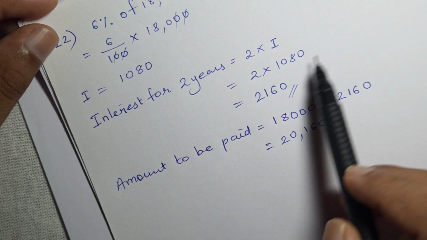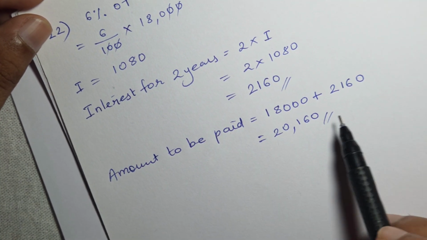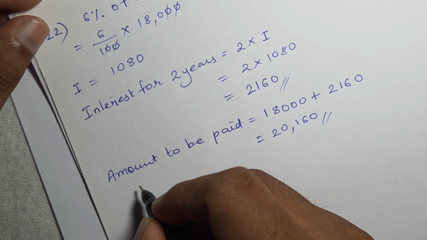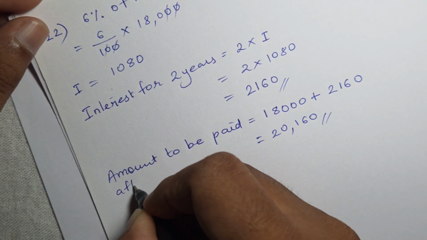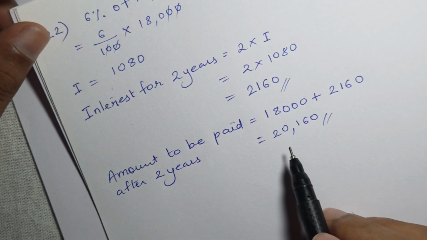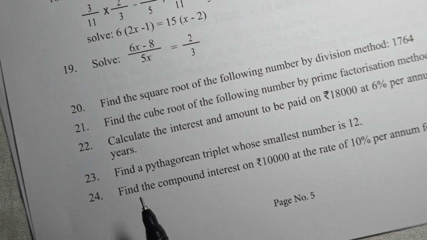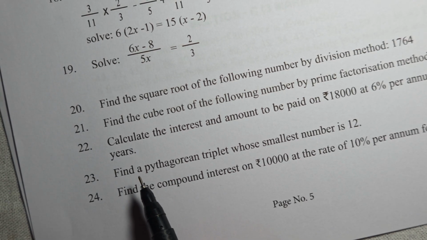Interest for 2 years was 2,160. Amount to be paid after 2 years would be 20,160. Okay. Let us move on to the next question, that is the 23rd question.